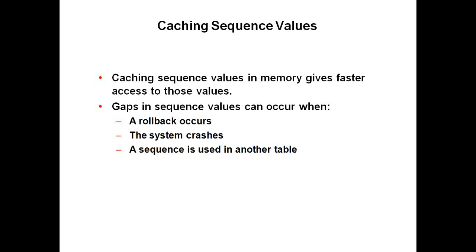But let's assume I have one number as 120 and the next number is some other number. So why does that gap occur? It's basically because of these three reasons. A rollback has occurred on the table, or the system has crashed in between, or a sequence is being used by some other table also. So these are the few reasons why we can have a gap.